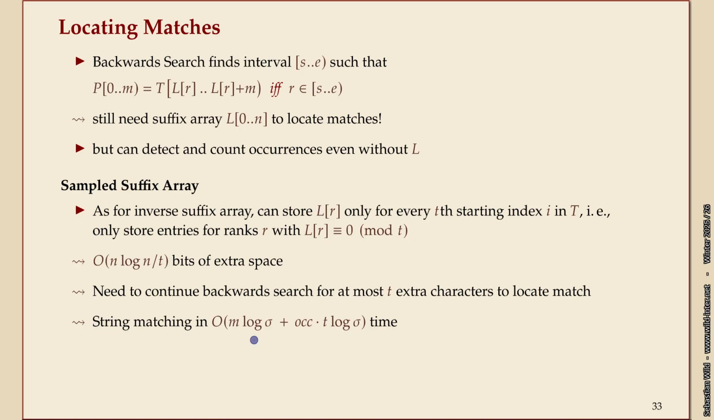And the total time for this is m times log sigma. Again, sigma tiny in our case. So it's essentially like in the suffix tree, just m, to find, for example, how many occurrences there are in the text. And then here, this occ is the number of occurrences. If you want to find out where these are in the text, the starting indices, then for each of them, you have to continue maybe for t more steps and read the corresponding value of the suffix array.